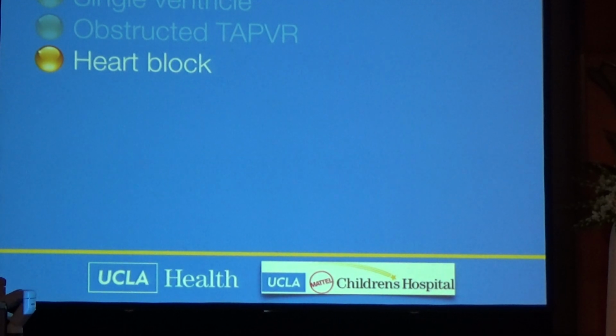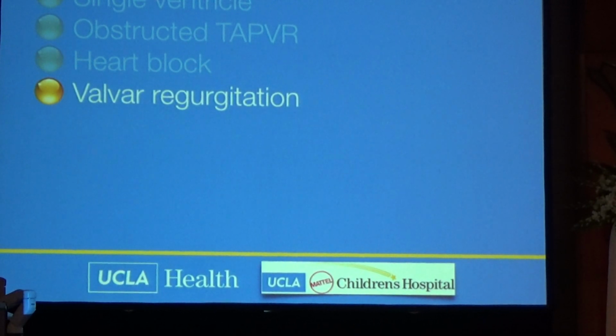Patients with heart block and heterotaxy also have a worse prognosis. They need to be paced, many of them from soon after delivery, and can develop pacemaker-induced cardiomyopathy and other complications related to pacing over time.